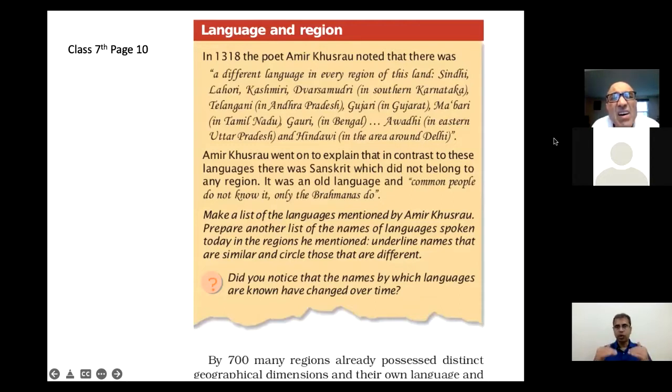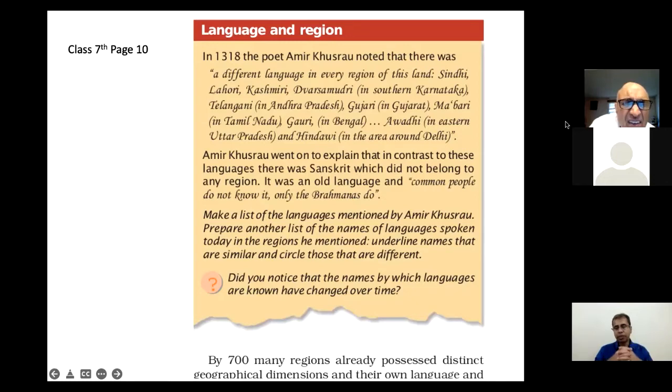Then the quote is broken. Then the NCERT authors themselves write, Amir Khusro went on to explain that in contrast to these languages, there was Sanskrit, which did not belong to any region. It was an old language, and then inverted commas start: common people do not know it, only the Brahmins do. Now, this is what they are teaching us. What is the fact?